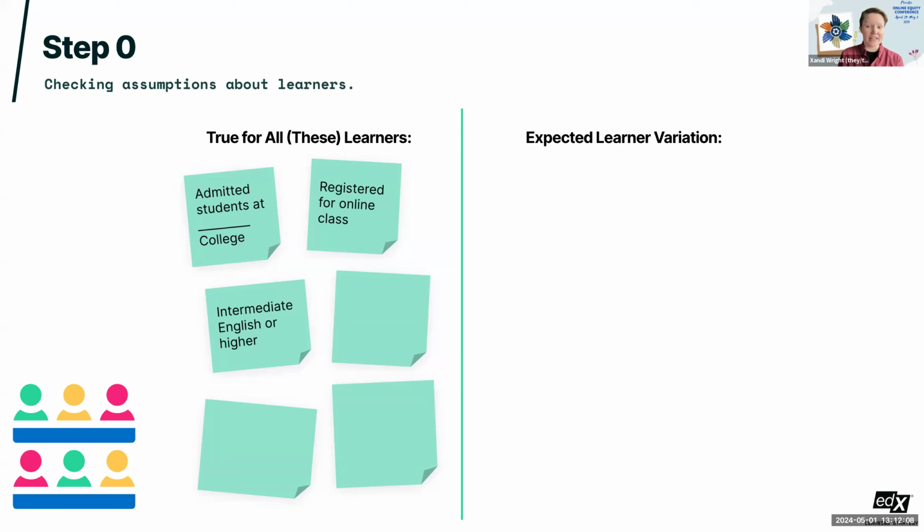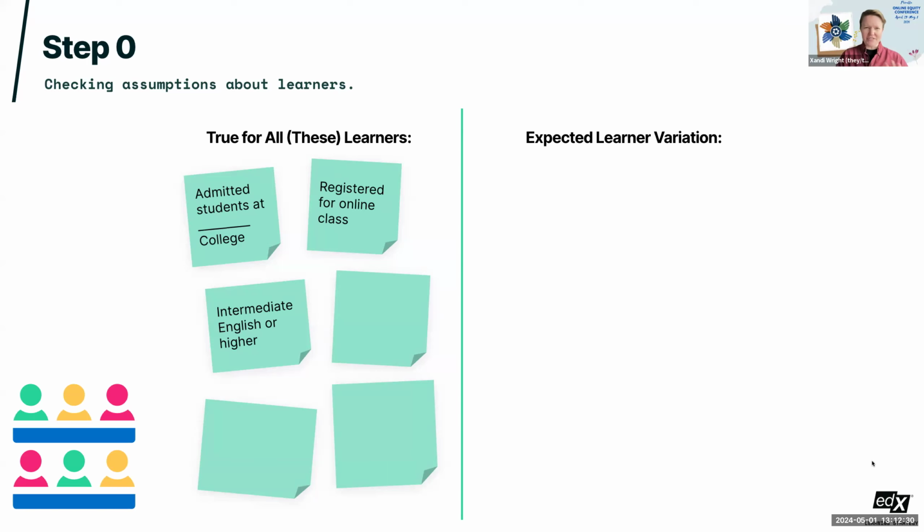If you're designing an online class, they all registered for an online class. Maybe they wanted an online class, maybe they didn't, but they did all at least choose or sign up for one. And you might also know something like, in order to enroll in this course, there's a prerequisite or a screening process that we can make some assumptions about.